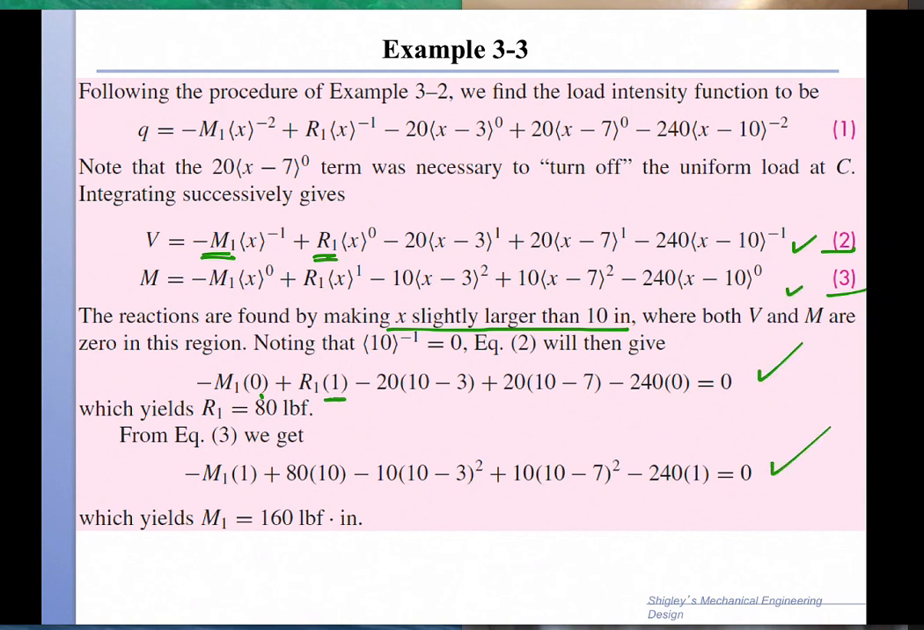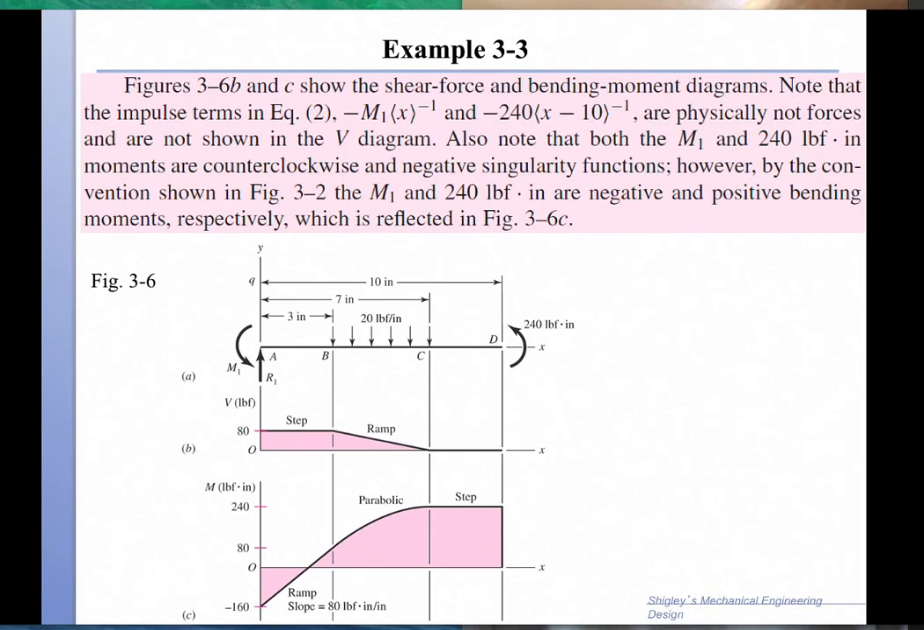Once we do this interpretation, everything is easy. You get these two equations equal to 0, and you solve the two equations and two unknowns to get R1 and M1. That is the complete determination of the solution of the problem, and hence we can now build the shear force diagram and the bending moment diagram. We have minus 160, a ramp up to this point, and then from this point to this point is a parabola, and then there's a step beyond x equals 7.